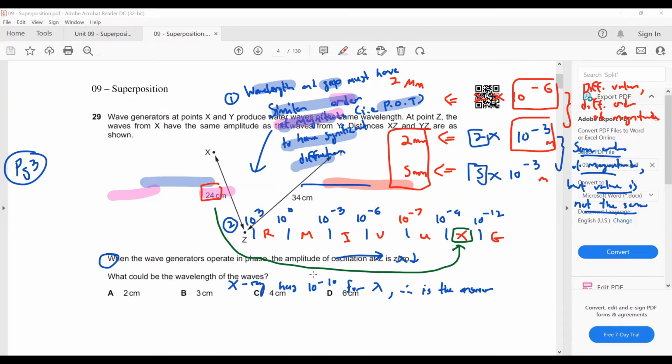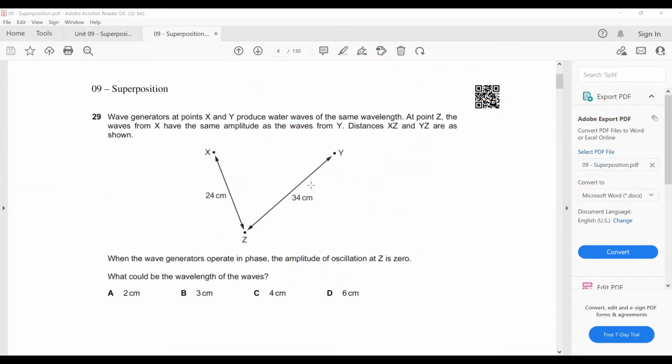Then you move on to page 4. This one is talking about path difference for you. Now, wave generators at point X and Y produce water waves of the same wavelength. At point Z, waves from X have the same amplitude as waves from Y. Distances XZ and YZ are as shown. The wave generators operate in phase. This is a keyword. When the wave generators operate in phase, the amplitude of oscillation at Z is 0. What could be the wavelength of the waves?